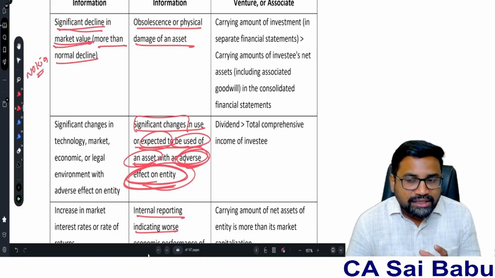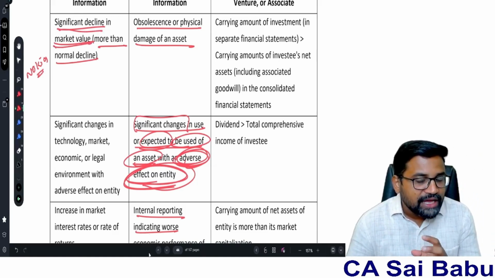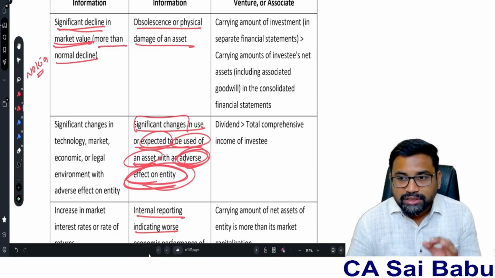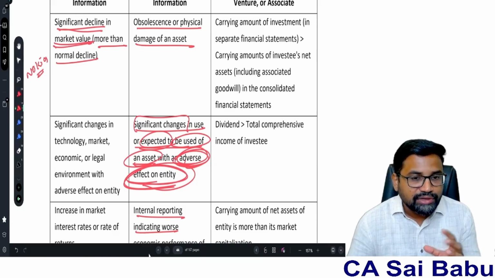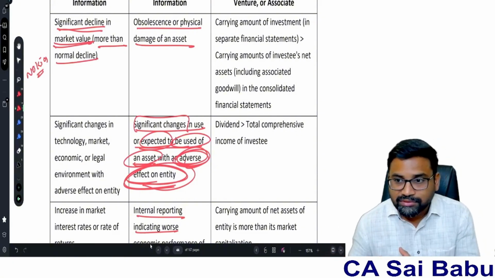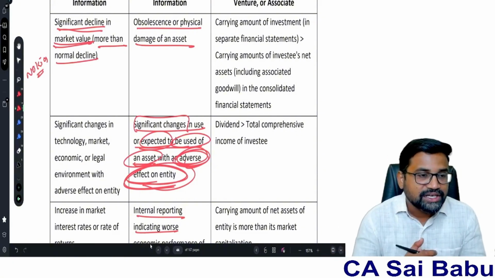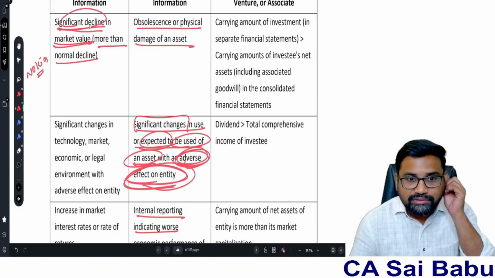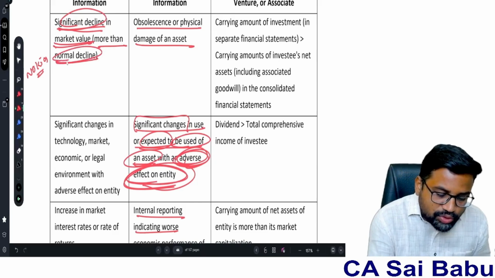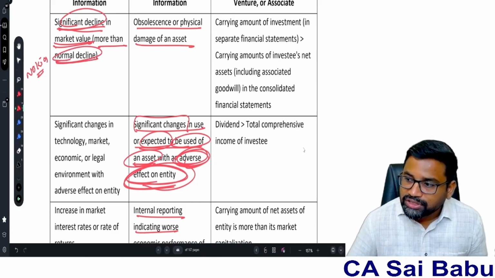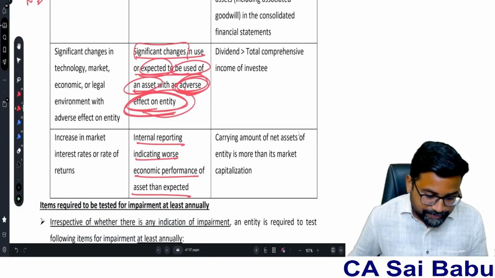The moment your company loses its market value, definitely you have to check whether the assets are subject to impairment loss or not. Because you may show your asset at one value, but right now in the market these assets may not have that much value. So this is one of the external sources of information. If you find there is a significant decline in the market value, more than normal decline, then you have to test this asset for impairment.